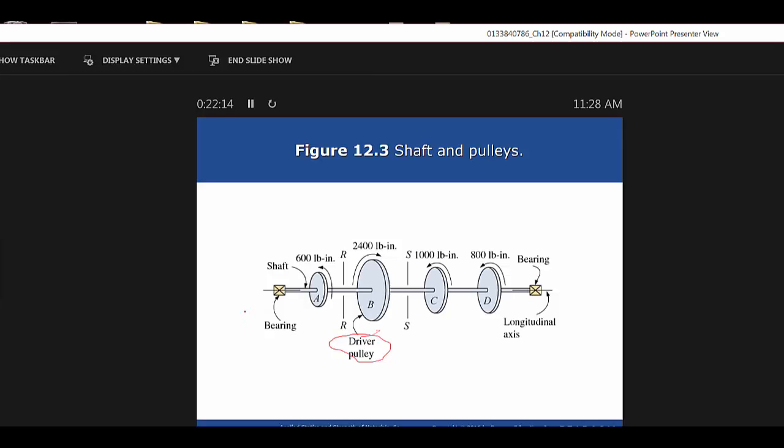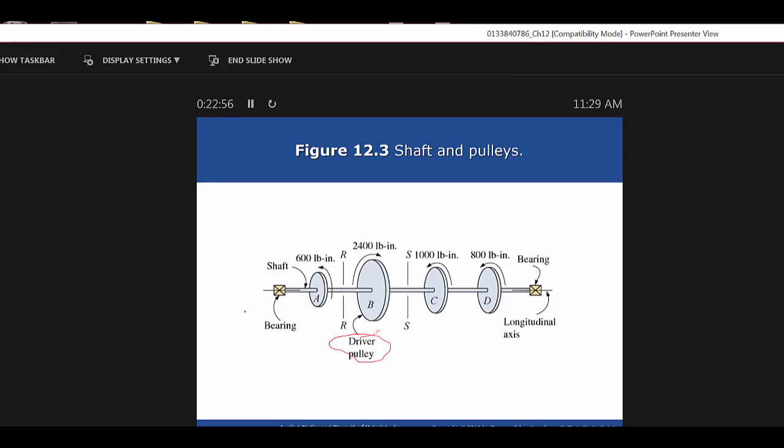So, example problem 12.1 now. Calculate the internal torque at sections RR and SS for the shaft shown in this picture we've got here, 12.3. The shaft is acted upon by the four torques indicated, assuming negligible bearing friction. In other words, we're not going to account for any friction based on those two bearings that are holding this shaft together, which there shouldn't be that much friction anyway.